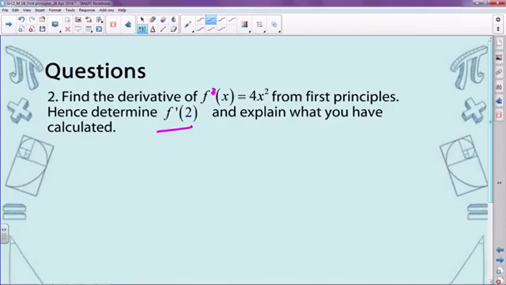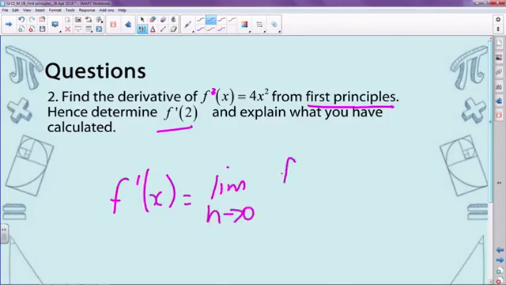All right, so as soon as you see the words first principles, I know most learners get very happy because they know that they can put this formula down immediately. So it's f prime x is equal to the limit as h approaches naught of f of x plus h minus f of x all over h.